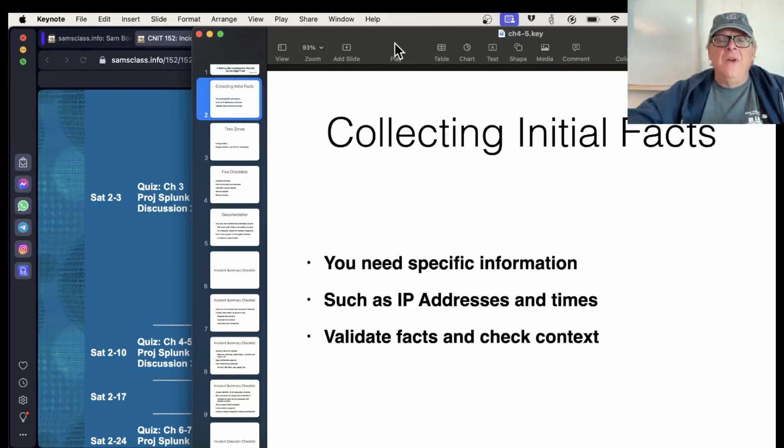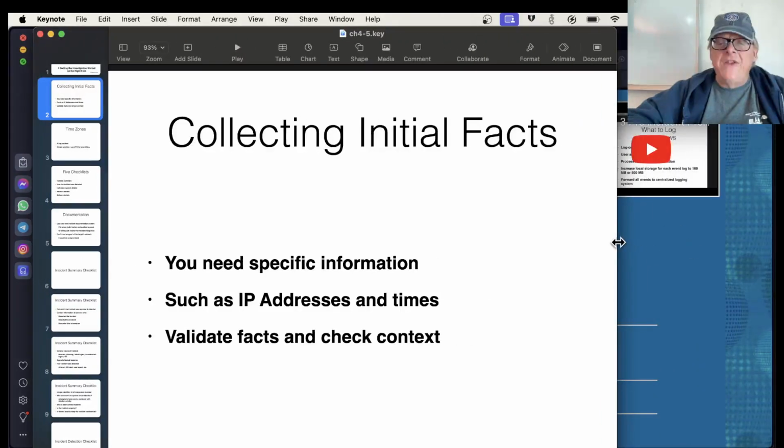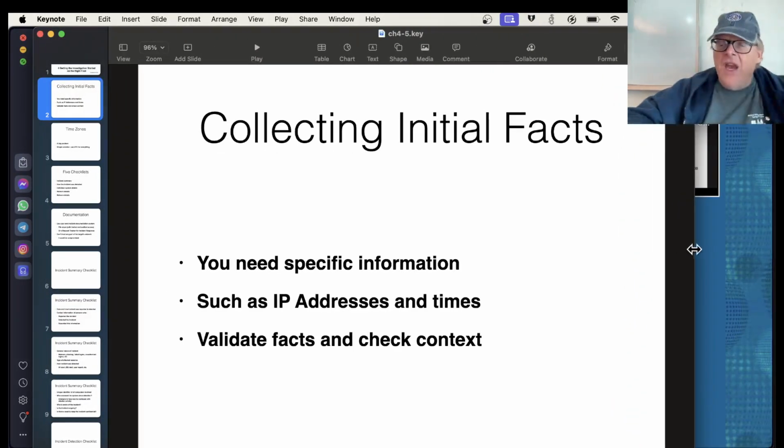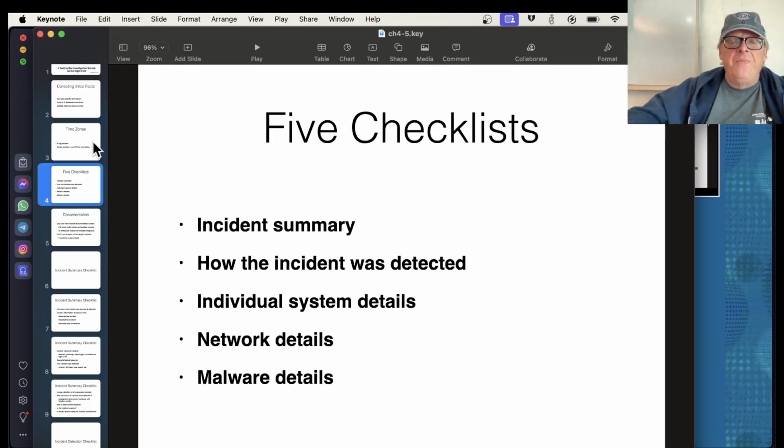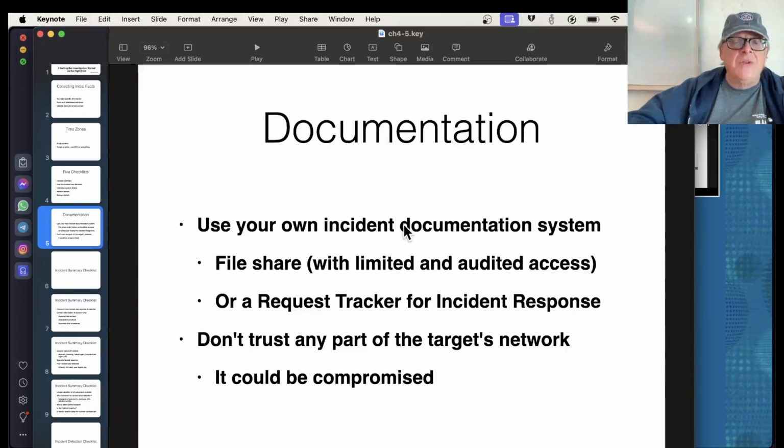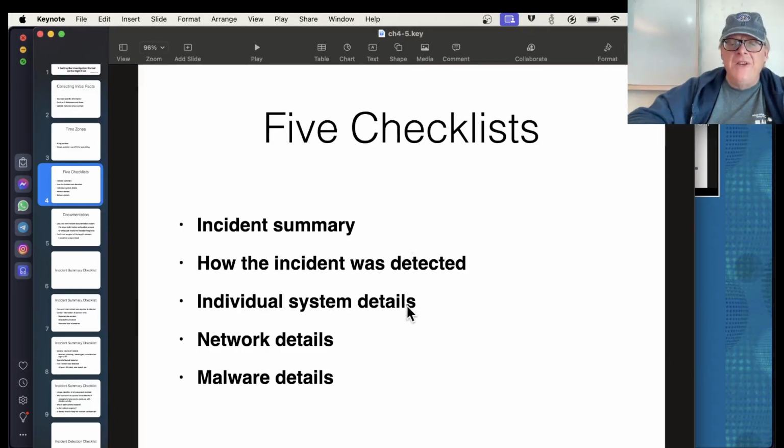Okay. So getting initial facts for an investigation, you need specific information that can guide you to a solution. You need actionable information with useful things in it, like IP addresses and times that will help you search for more data. One big problem is time zones. If your investigation is over a large geographic area, most people just learn to use UTC for everything, but if you don't, then you've always got a headache trying to figure out which events happened within this time range in that time zone.